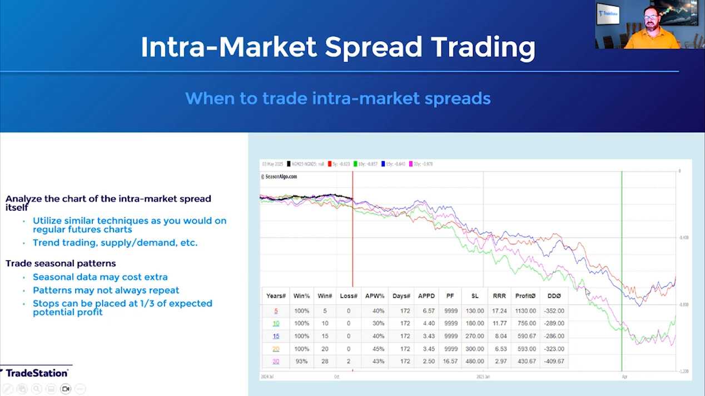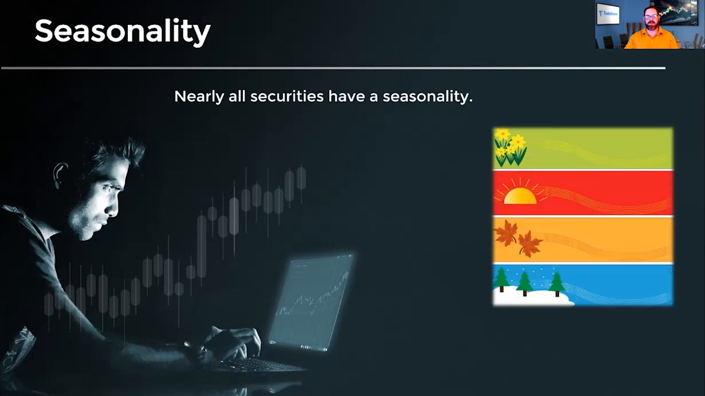You can look and see, yeah, this one didn't have too bad of drawdowns on average. The average profit was decent, although in the last 15 years, you can see the average drawdown was almost half of the average profit. So that could be a little bit risky to try to take something like that. But you can always place stops at 1/3 of what the expected potential profit is going to be and adhere to certain rules and build your rules based on that.